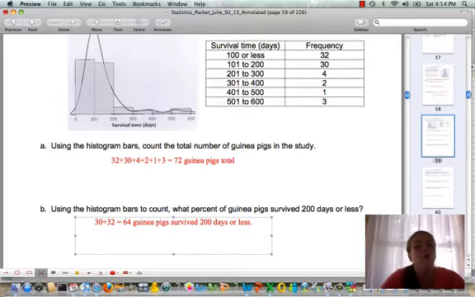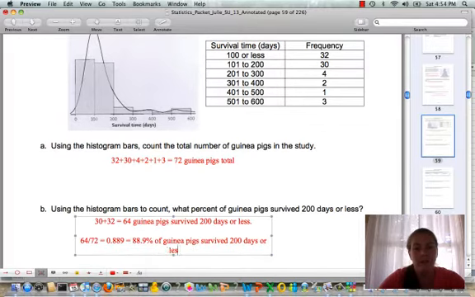Now we have to calculate what percent is this. So we can say 64 out of 72 total equals, from our calculator, we get 0.888 or 0.889 if we round it, because the 8s keep going. So 88.9% of guinea pigs survived 200 days or less.